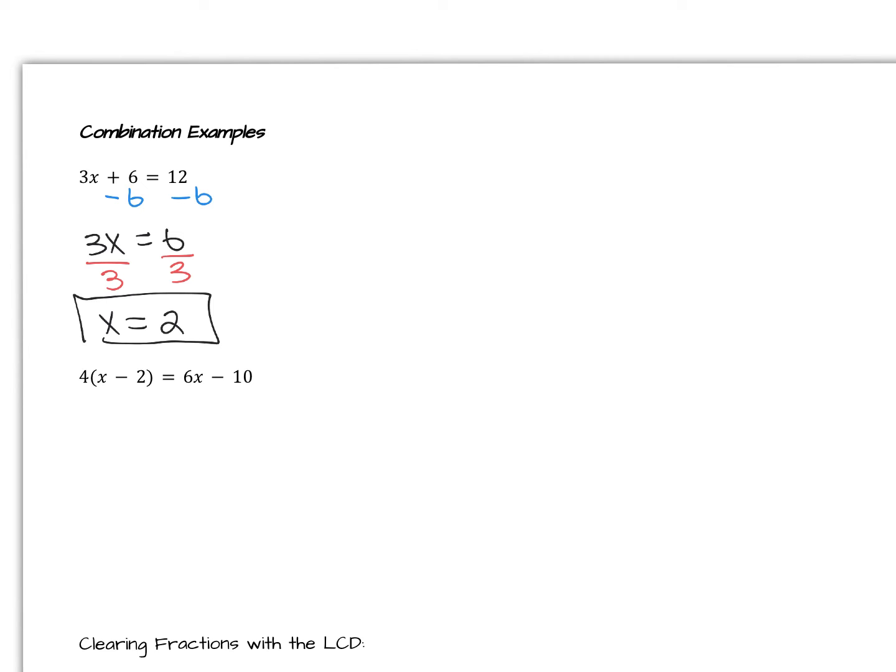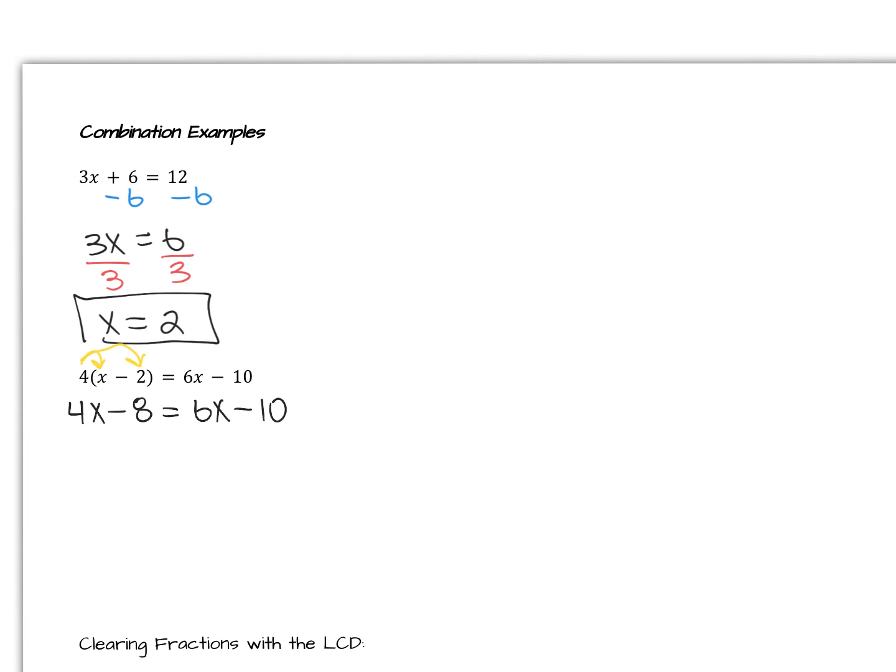Our second example, 4 parentheses x minus 2 equals 6x minus 10. Before we can actually solve, the first thing I have to do is take care of that 4 that's in front by distributing it into the parentheses. So we're going to end up with 4x minus 8 equals 6x minus 10.